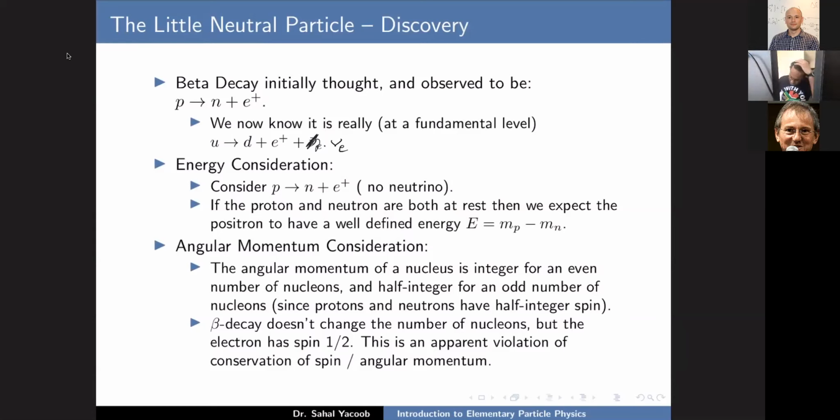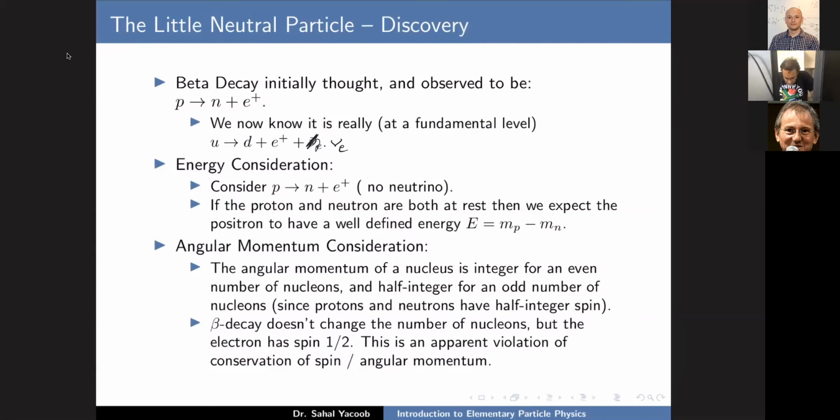So if we consider the initial thing that we saw with a proton going to a neutron plus a positron, if the proton and neutron are both at rest, then we expect the positron to have a well-defined energy which is equal to the difference in the masses of the 2 particles. So we'll look at that and see that actually that's not the case.